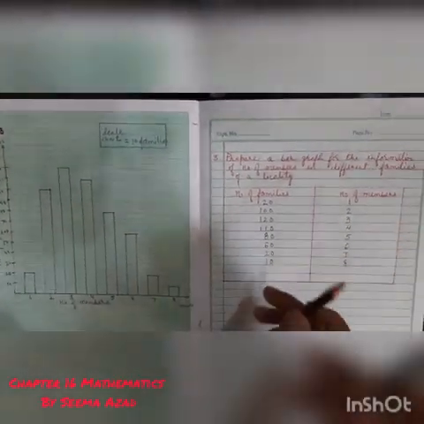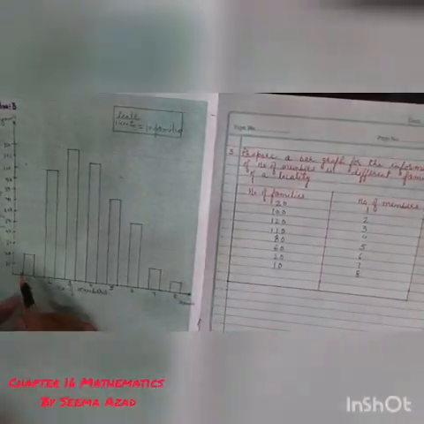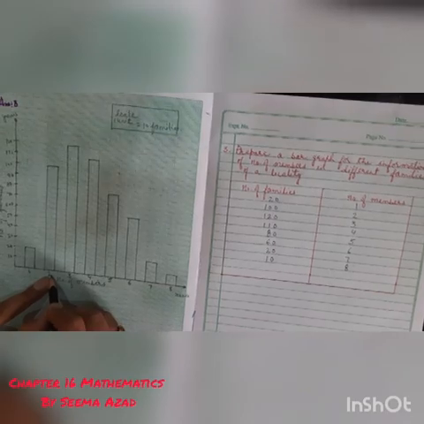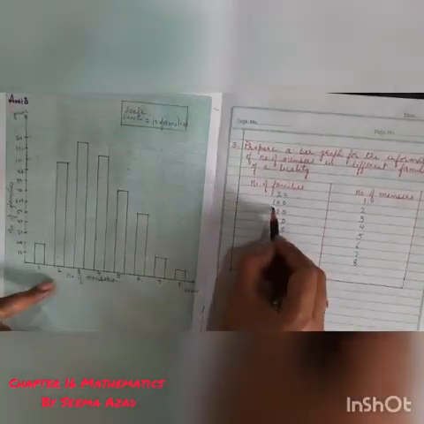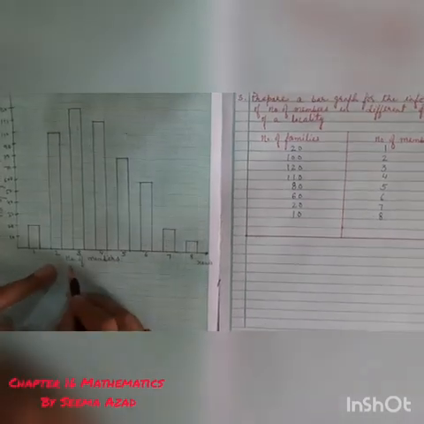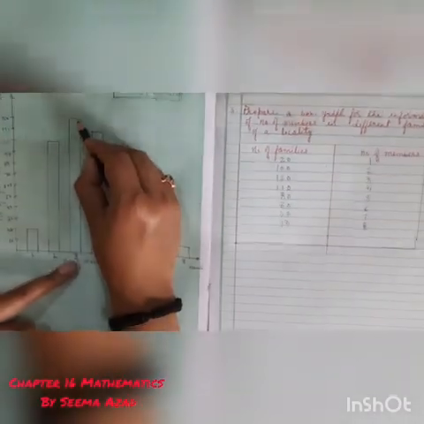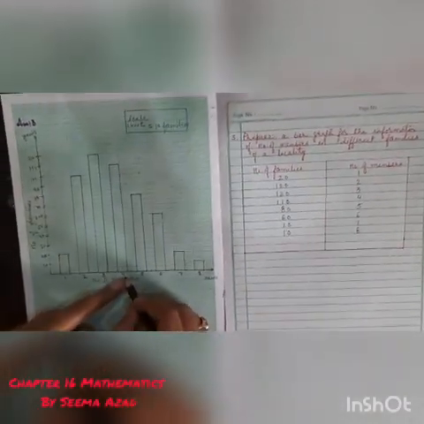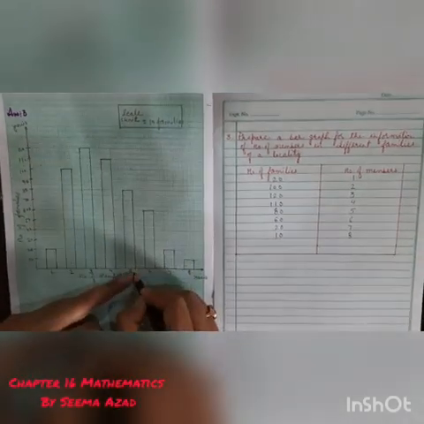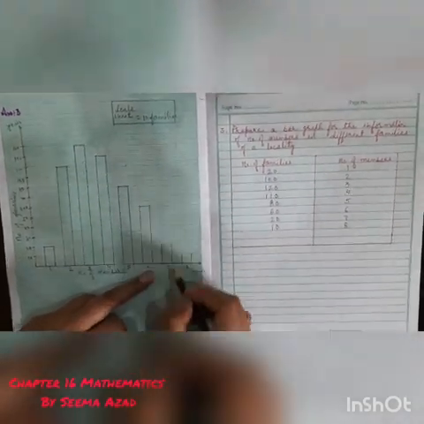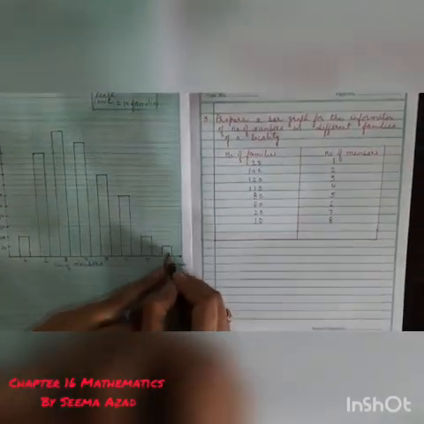Now, how many families have one member? 20 families have one member only. And 2 members: how many families have 2 members? 100, so we will draw it up to 100. And 3 members, there are 120 families having 3 members, and 4 members 110. And 5 members 80, 6 members 60, and 7 members 28, 10.